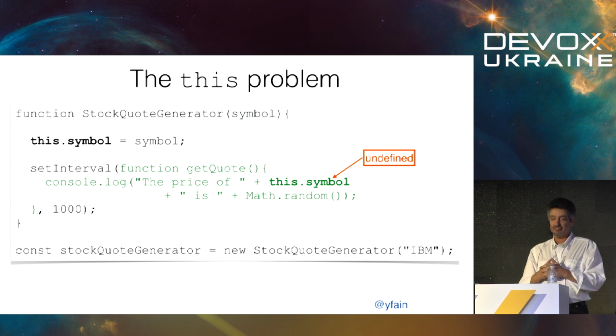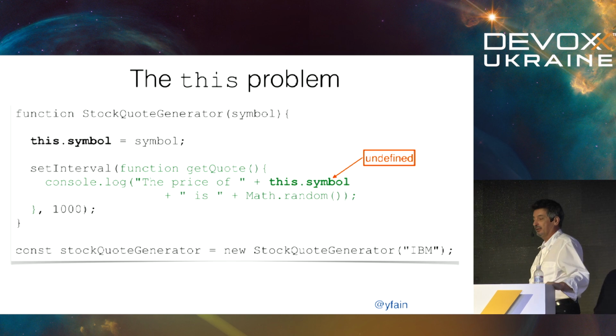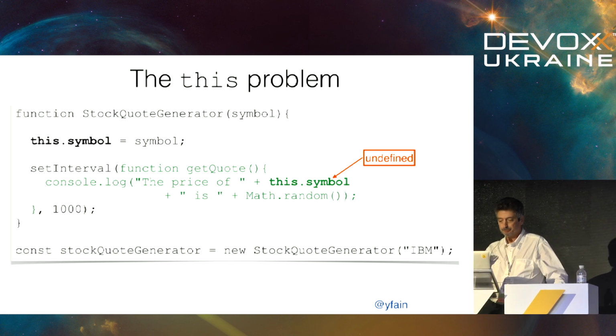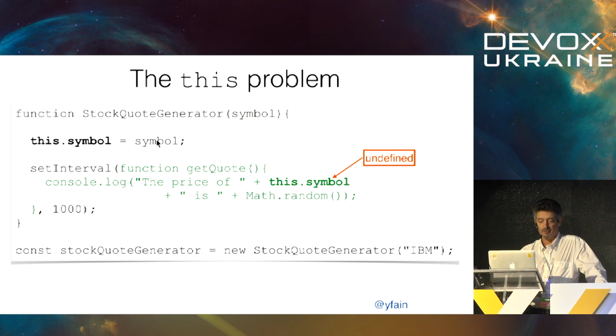JavaScript developers didn't have this luxury for many years. Why? Let's take a look at this example. I have a function, stockQuoteGenerator. You will pass me a symbol like IBM, Microsoft, whatever. I assign it to this.symbol.